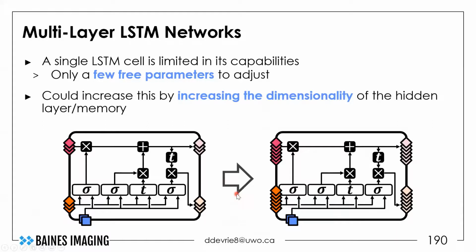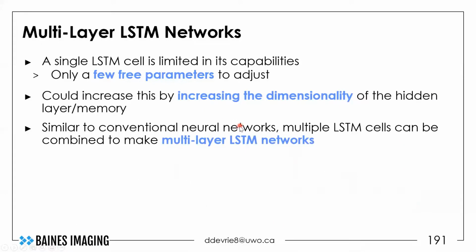So we can make more parameters to increase the dimensionality to maybe help it fit a more complex relationship by just jacking up the dimensionality of our hidden layers and our memory values. So this is one way to do it. But another way that we can do it is similar to conventional neural networks where we have multiple layers. We could use multiple LSTM cells to make a multi-layer LSTM network. So this might be a bit hard to imagine right off the bat, but I'll show a bit of an unfolded example to demonstrate it.